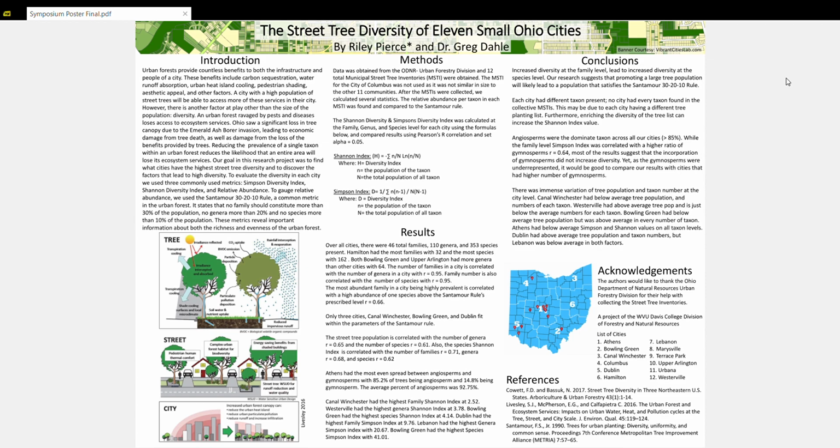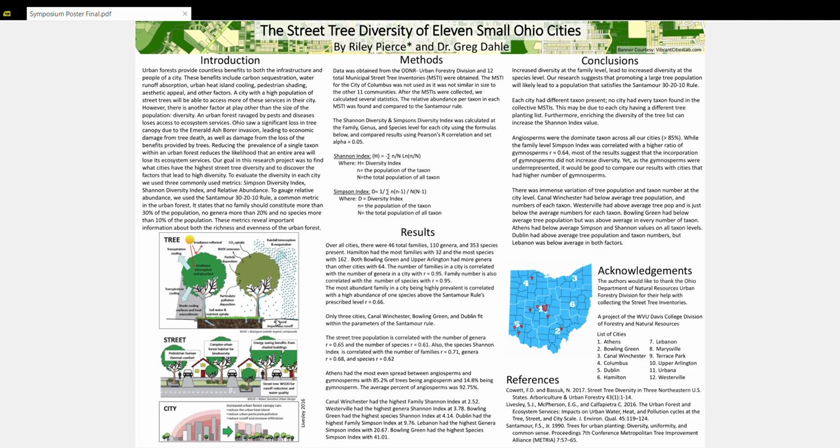Street tree diversity is important because it allows the urban forest to be more resistant to diseases. An urban forest ravaged by pests and diseases will stop providing as many ecosystem services as a healthy and diverse forest. If you want to learn more about the ecosystem services provided by the urban forest, you can look at this graphic from Livesly 2016.